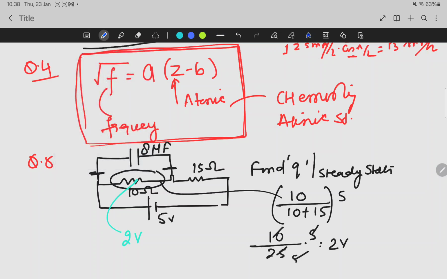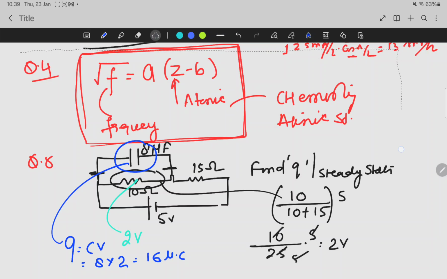So the voltage across the capacitor is 2 volt, and Q is equal to CV. C they have given as 8, V we have calculated as 2. Once we multiply, we get 16 microcoulomb. So this will be the answer of question number 6. Fine.